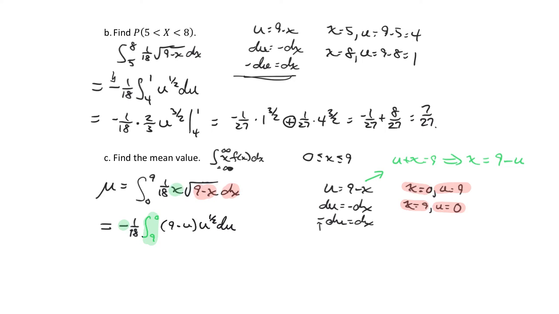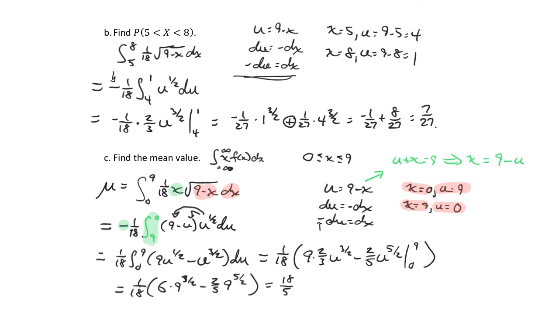So we'll have 1/18 integral from 0 to 9. In order to evaluate this integral, we're going to have to distribute the u to the 1/2 through. And so we end up with 9u to the 1/2 minus u to the 3/2 power du. And this turns out to be, after doing all the calculations, 18/5.